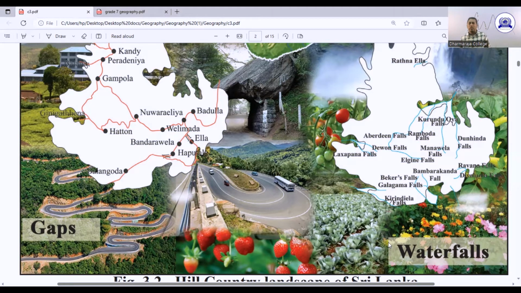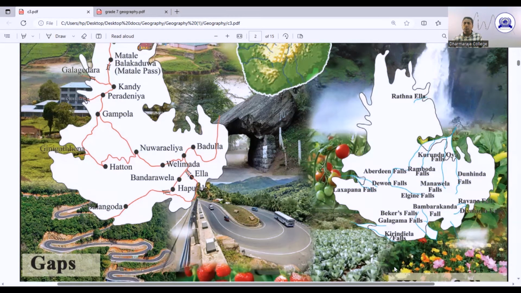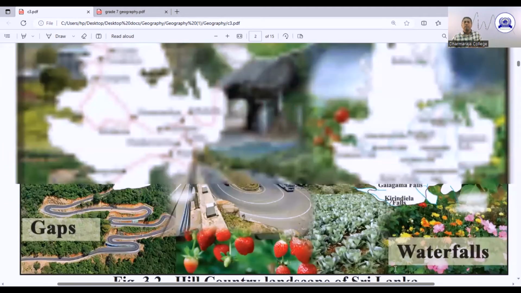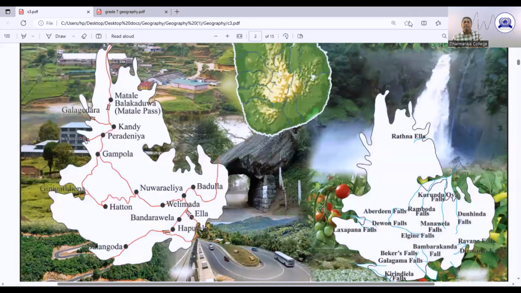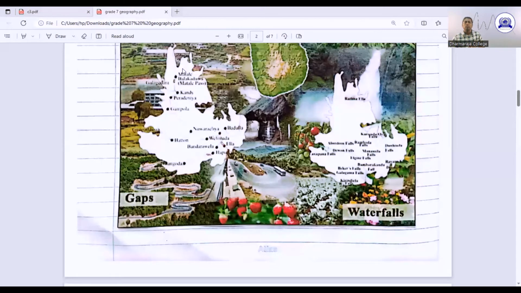There are many waterfalls. And there are gaps, passes. There is a road between two mountains. There is a pass or gap. There are a number of gaps. I am going to tell you the examples of them. Right? Okay. So you have to learn about them properly, my dear. So I am going to talk about them nicely with you.